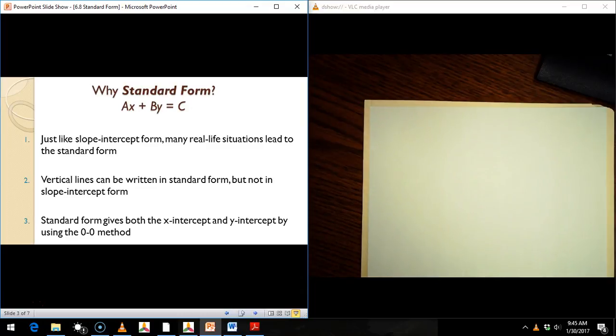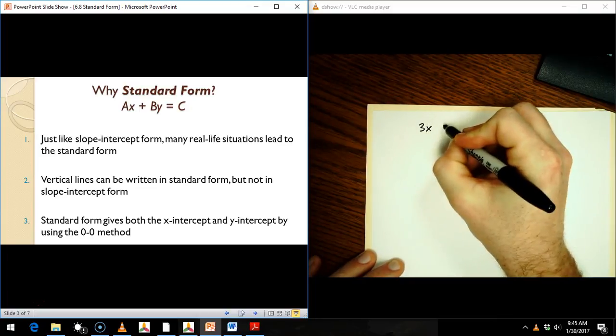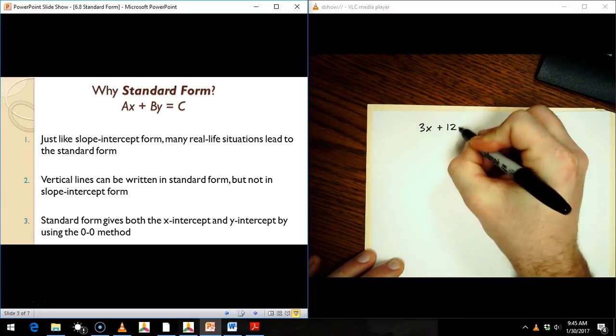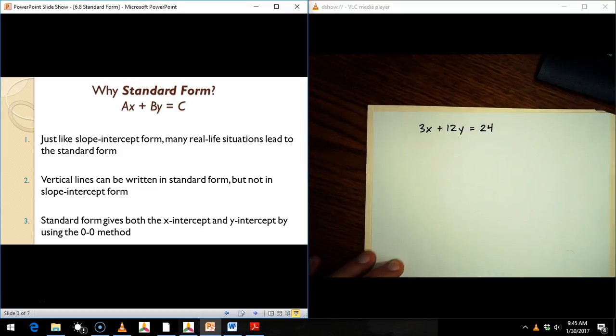So let's take a look at number 3, which involves this equation of 3x plus 12y equals 24. So we could graph this line by using two different methods. Let's look at 3a. It says find the x-intercept and the y-intercept by plugging in 0 for x and 0 for y. That's what you might remember as the 0, 0 method.